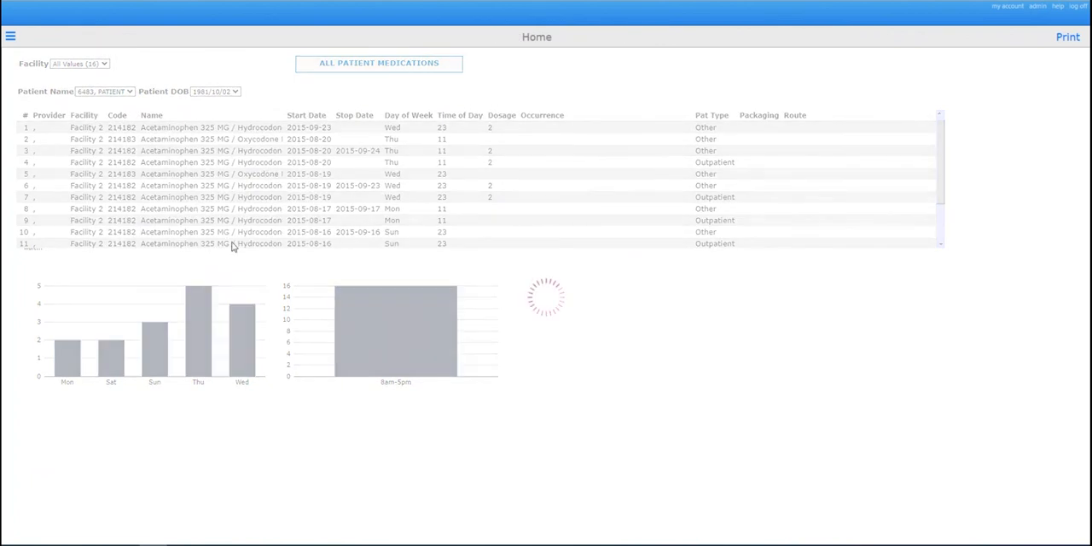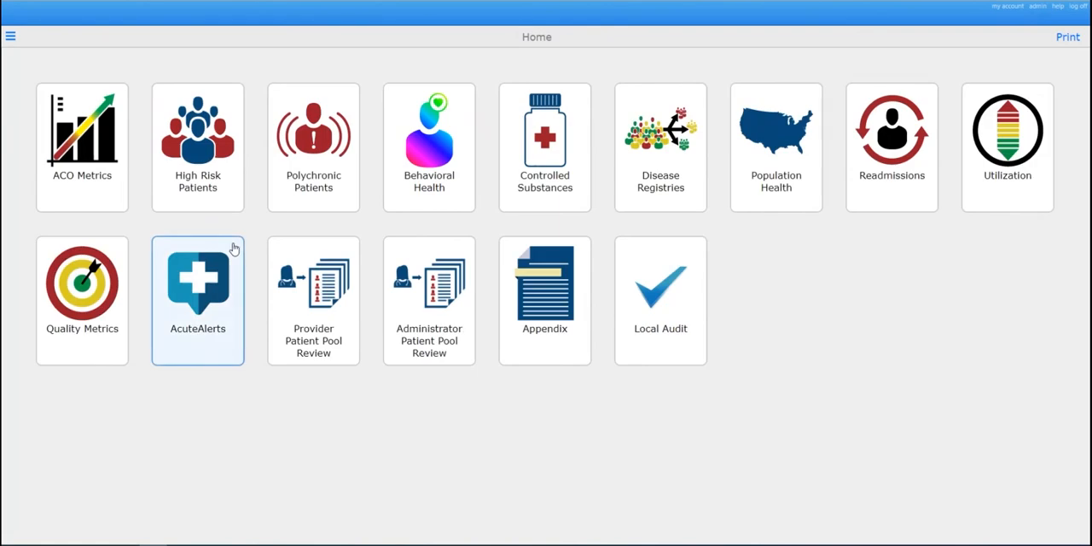We also provide many more dashboards that can help your providers with improving quality, reducing cost, helping meet their conditions of participation with Medicare through our new Acute Alerts product. And all of these dashboards have been created specifically for the use of health information exchanges with multiple electronic medical records feeding data into their system.